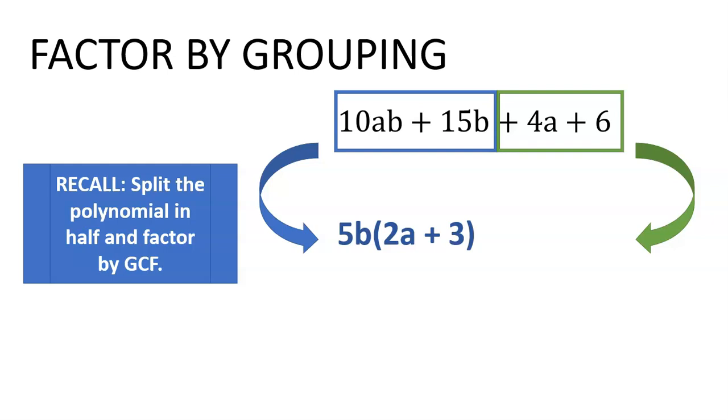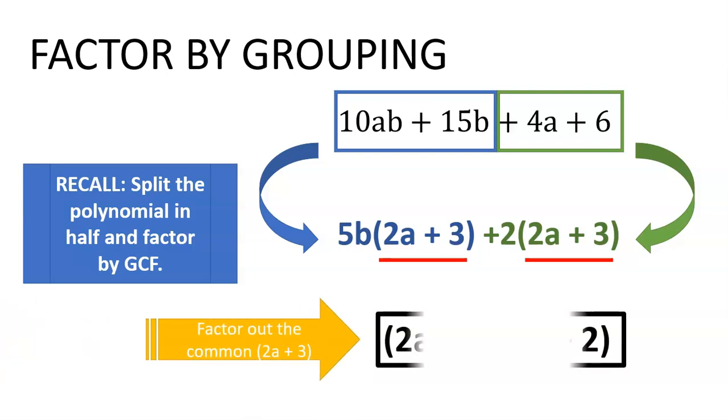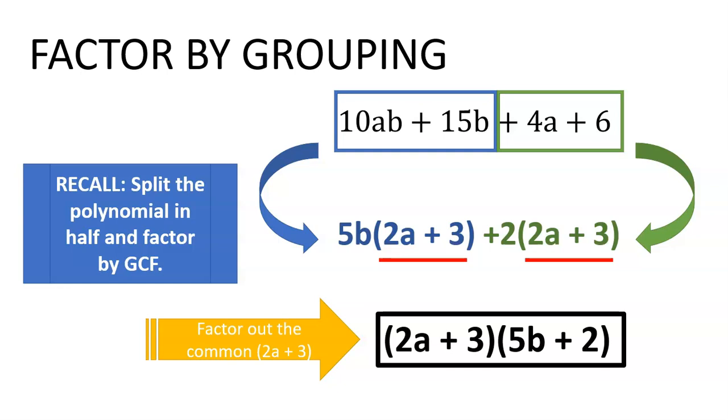If I factor a GCF out of the green side, I'm going to factor out a positive 2. And then I'm left with 2a plus 3. And you'll notice that what is in parentheses matches, which is exactly what we were looking for. So then we're going to factor out our common factor. You'll notice there is a common factor of 2a plus 3. And when you factor out the 2a plus 3, you're left with 5b plus 2. Final answer will be 2 binomials multiplied together, 2a plus 3 times 5b plus 2.